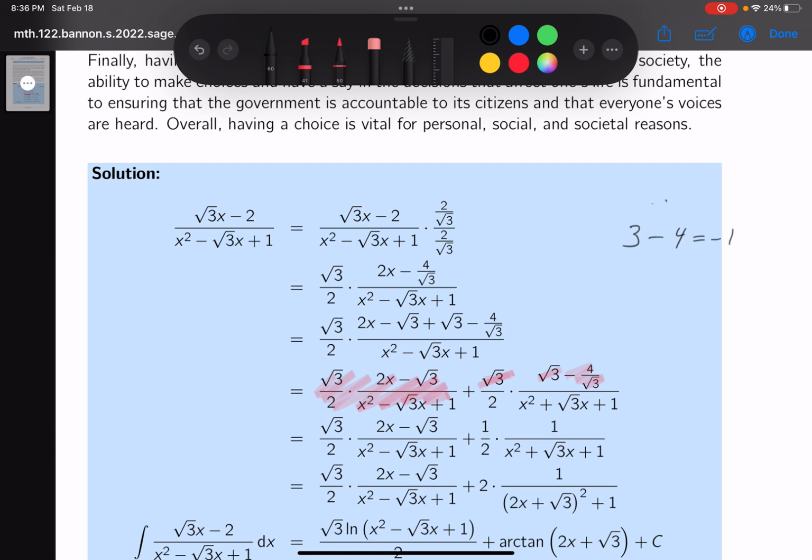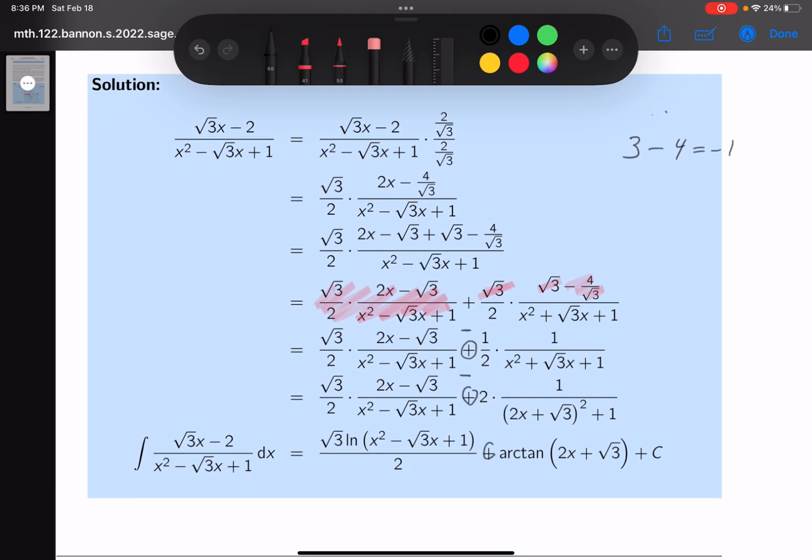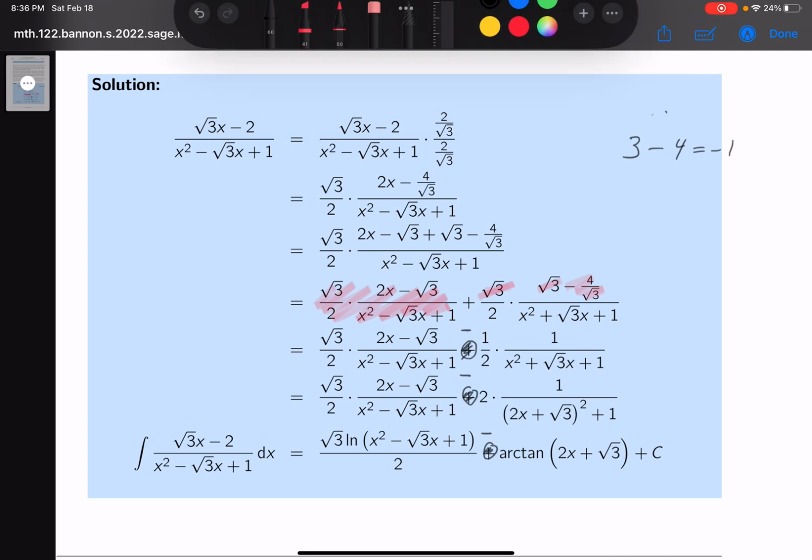All right? So I'm going to change this later on to a minus sign. We'll do it later. I'm going to change this to a minus sign. Let me just black this out. You're not going to see this in your key, though.